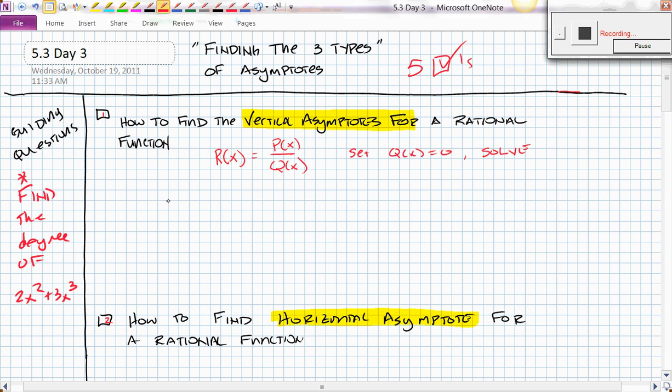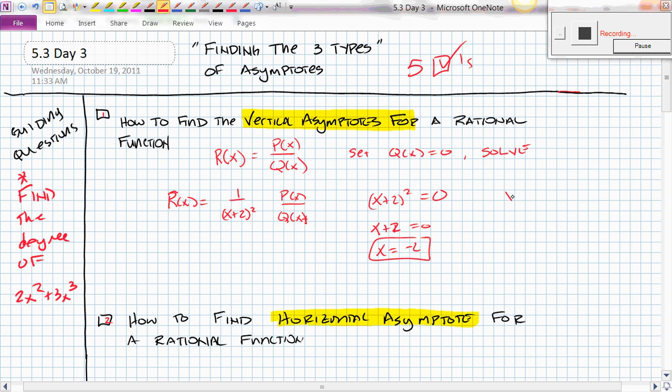As an example, if I had the rational function r of x is equal to 1 over (x plus 2) all squared, the 1 represents the p of x, and the q of x is represented by (x plus 2) squared. So we set (x plus 2) quantity squared equal to 0, and then we solve. That means x plus 2 equals 0, so x must be negative 2.